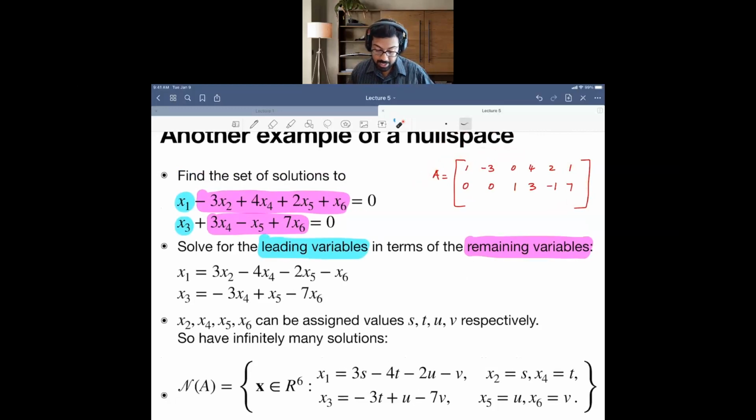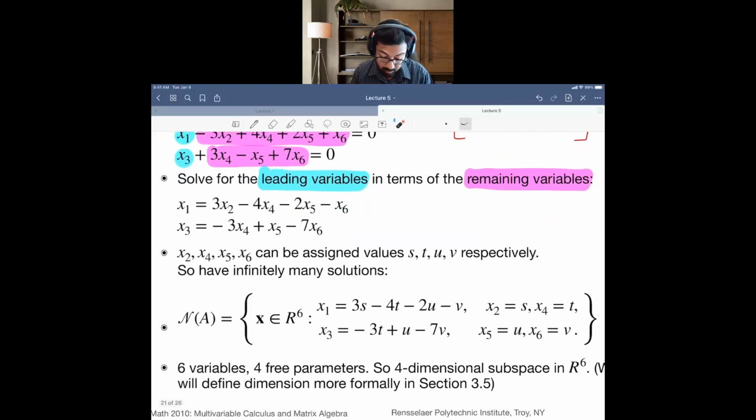the null space. What is the null space? The null space is going to be the set of all x that belongs to R to the 6. Why R to the 6? Because you have got 6 unknowns, right? That's why you have x that belongs to R to the 6, so that these criteria are met.